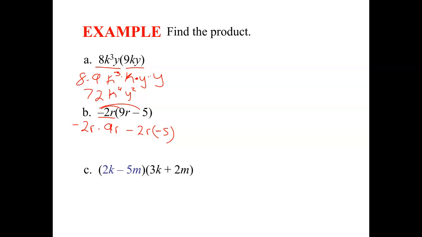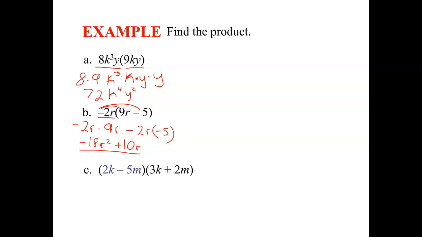Negative 2r times 9r gives me what? Good. Negative 2r times negative 5. 10r. Okay, so that minus 5 becomes a negative 5, and then the multiplication is going to take care of that sign change from subtraction to addition. Yeah, we can't combine like terms because they're not like terms. So that's as far as we can go.